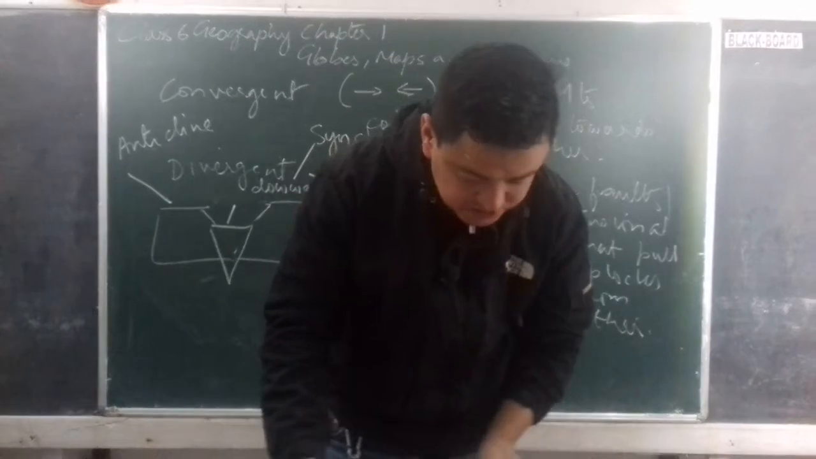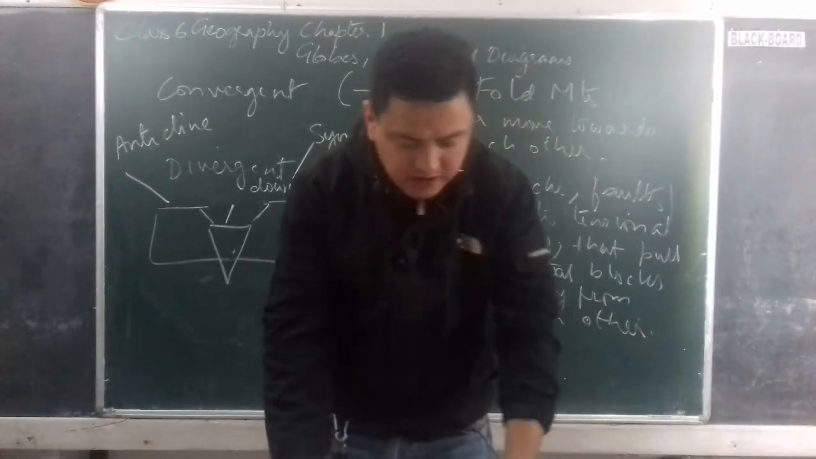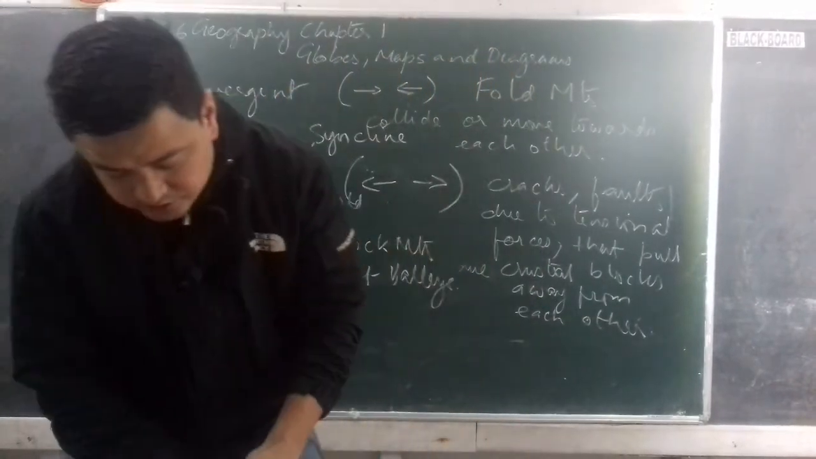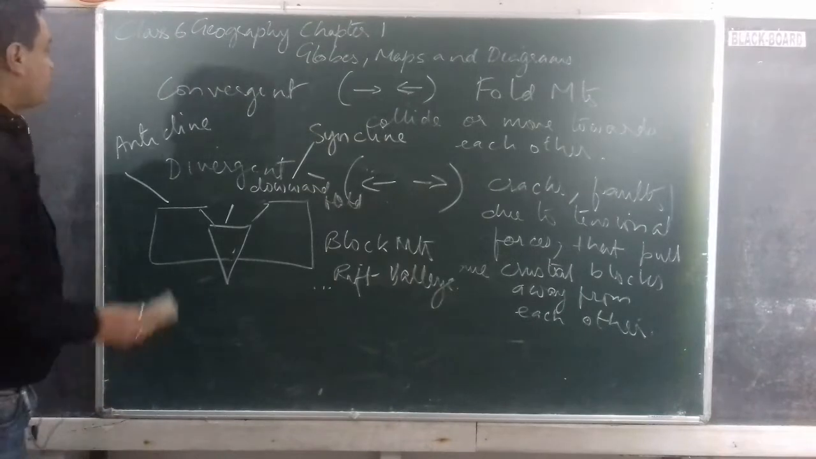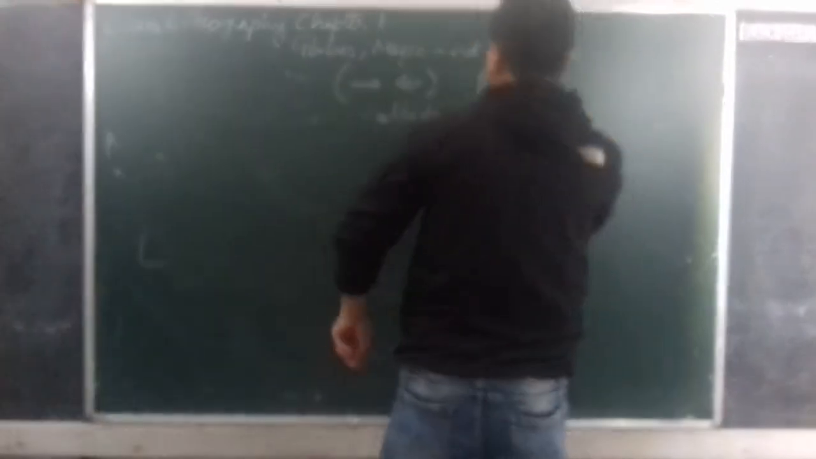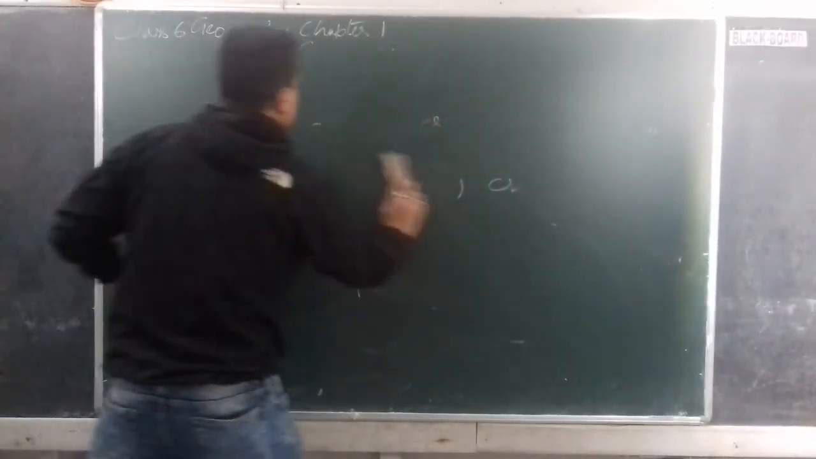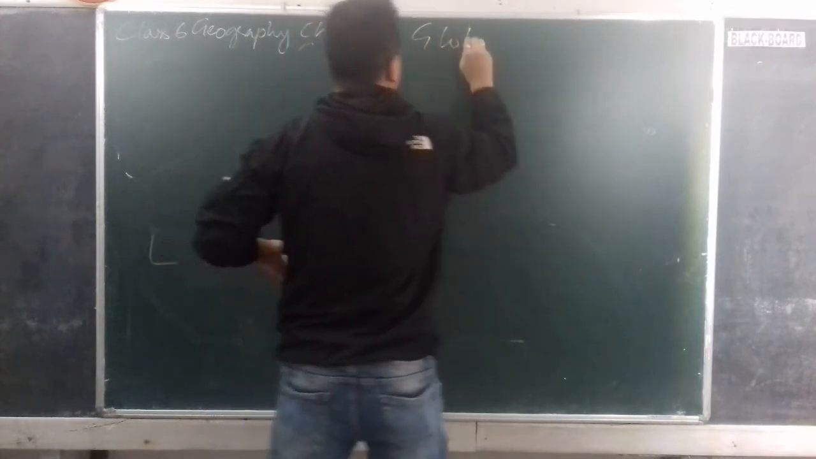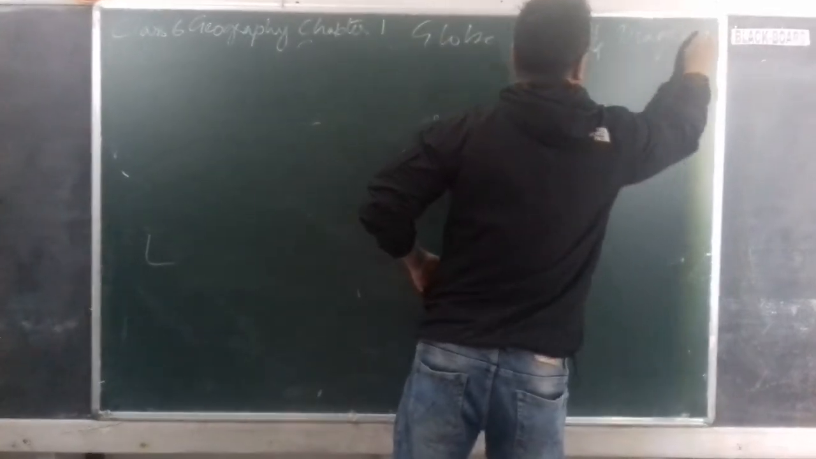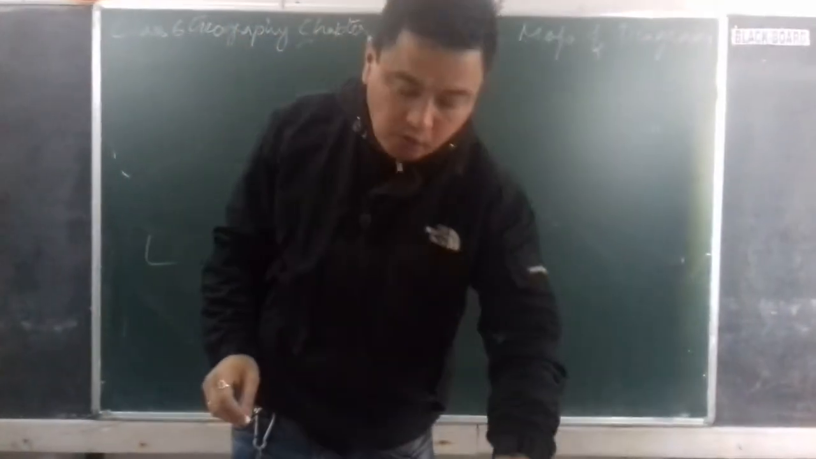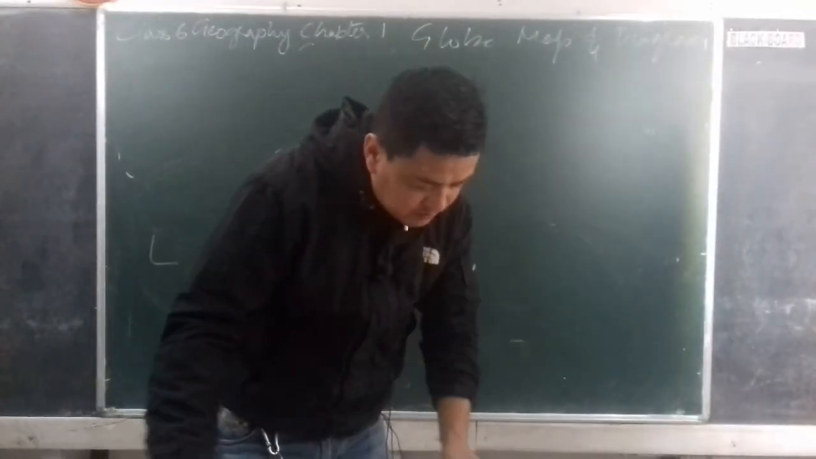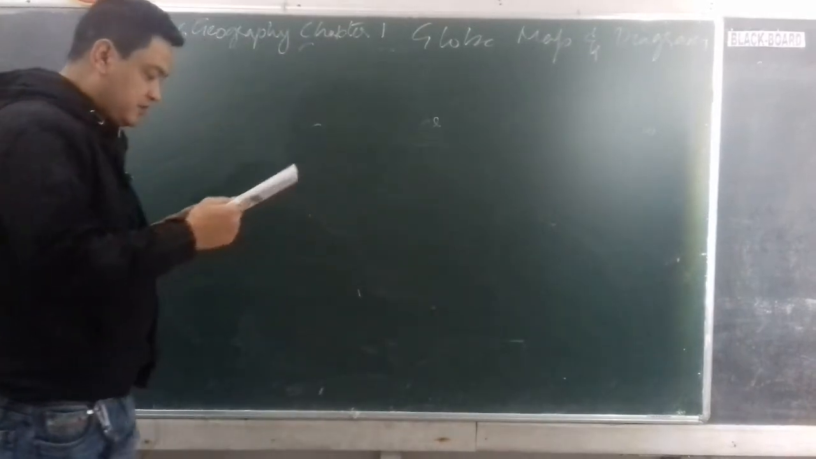Now let's turn the page. We are moving on to representation of river landforms. Because I have already explained the block mountain, we are moving on to rivers. In this chapter, globes, maps and diagrams, we are studying how a river as well as a block mountain or a fold mountain is shown in a map. So we are talking about representation of river landforms.